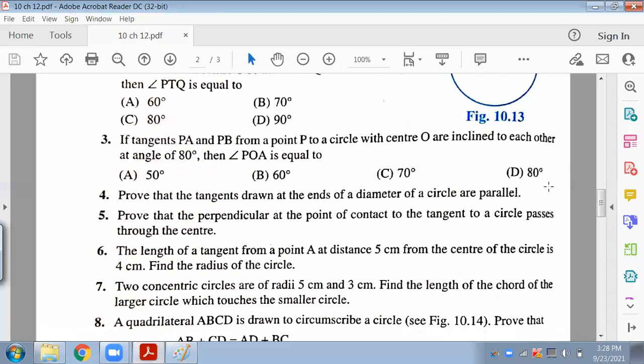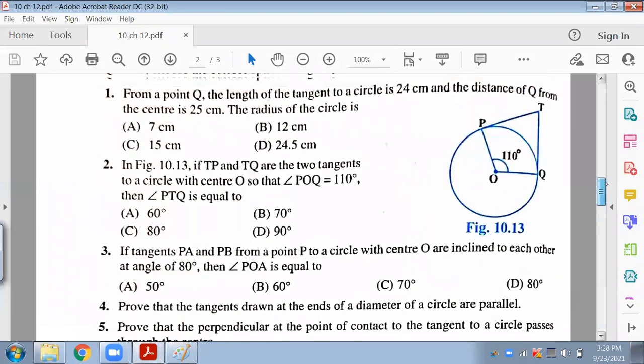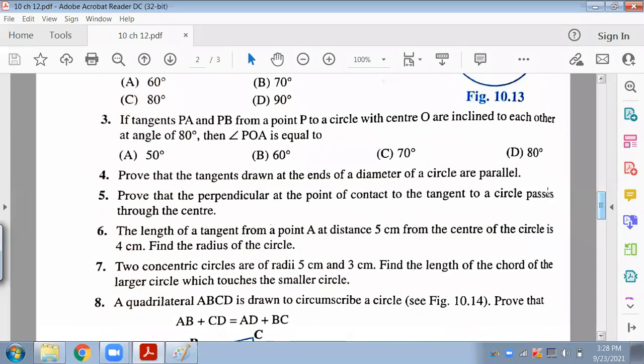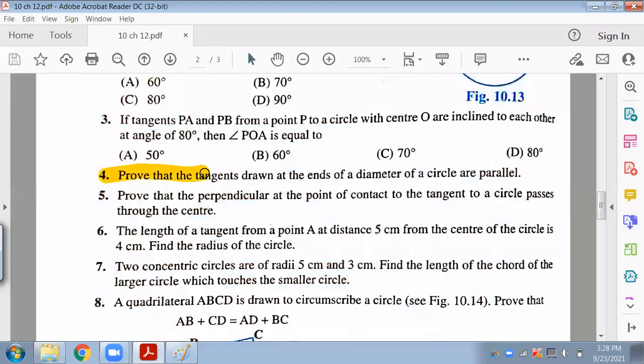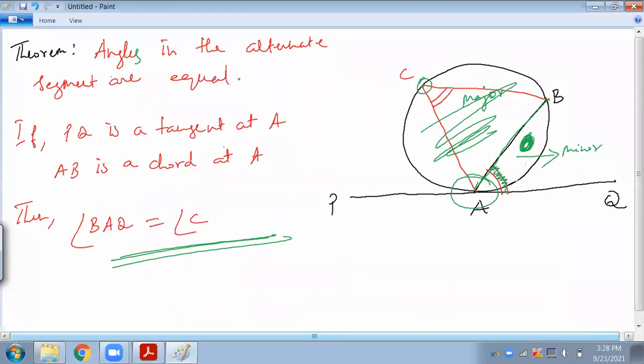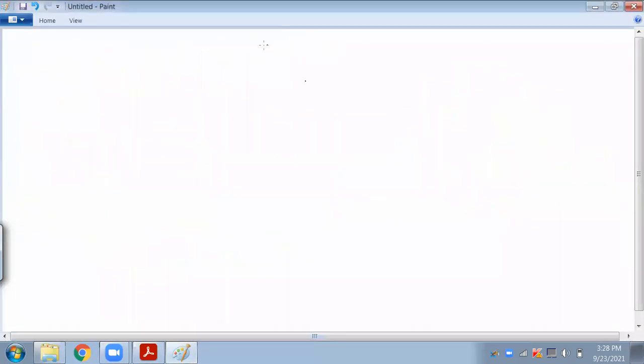Okay, now let's see. Exercise 10.2, question number 4. Prove that the tangents drawn at the ends of a diameter are parallel. So if you draw tangents at the ends of the diameter of a circle, they are parallel.